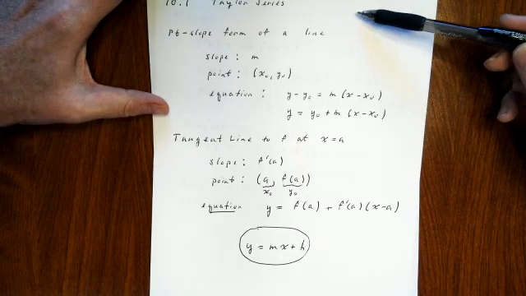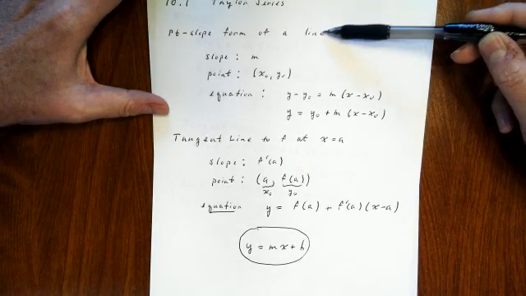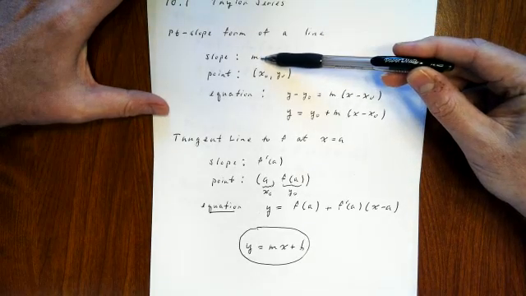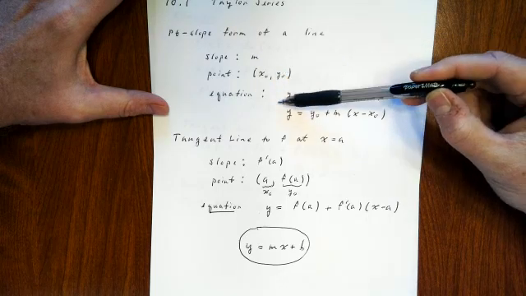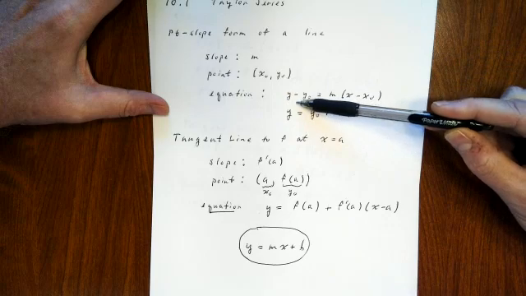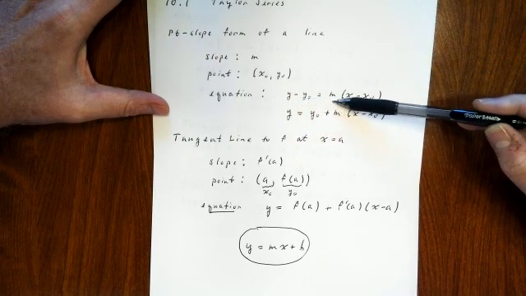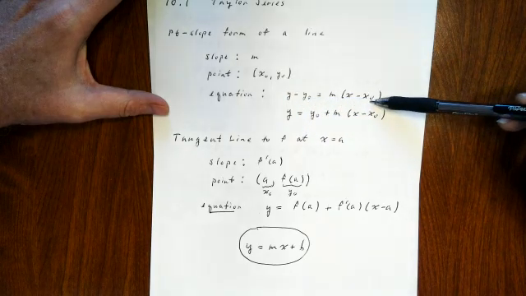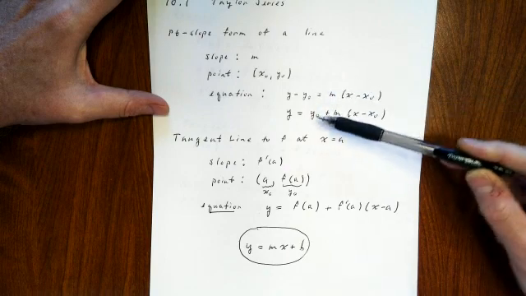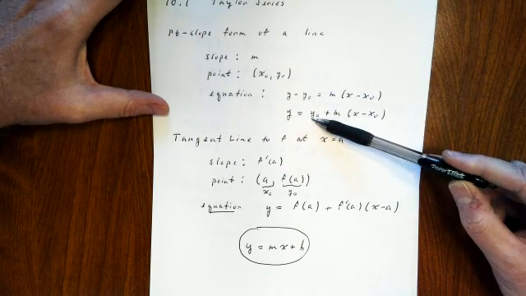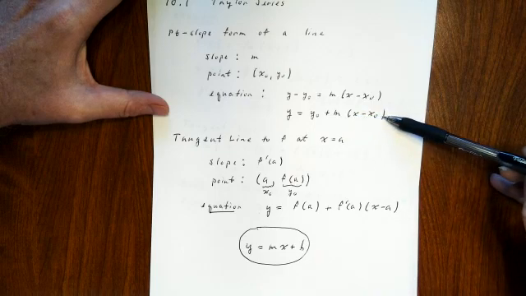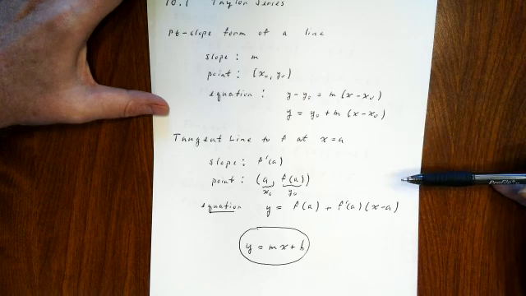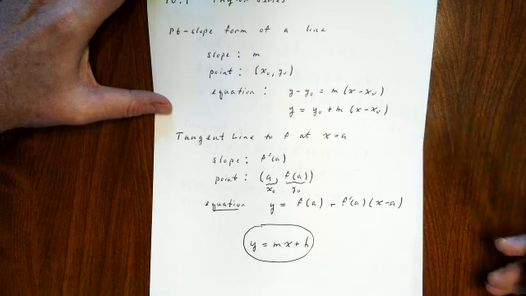So let's just recall the point-slope form of the equation of a line. If we have a line whose slope is m, and if the line passes through the point x0, y0, then the point-slope formula for the line is y minus y0 equals m times x minus x0. And if I add y0 to the other side, I get y equals y0 plus m times (x minus x0). So this is the point-slope formula for a line. Of course, many of us are also used to the slope-intercept form, y equals mx plus b.